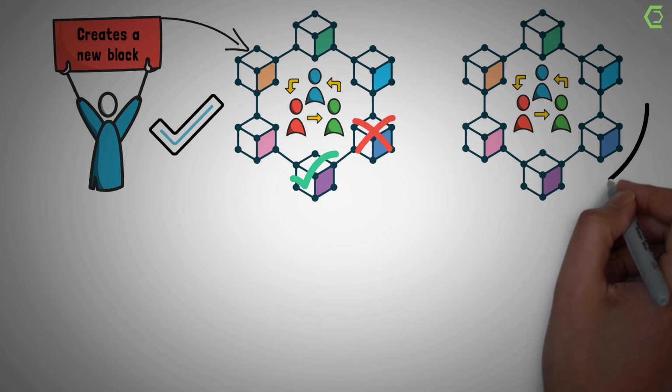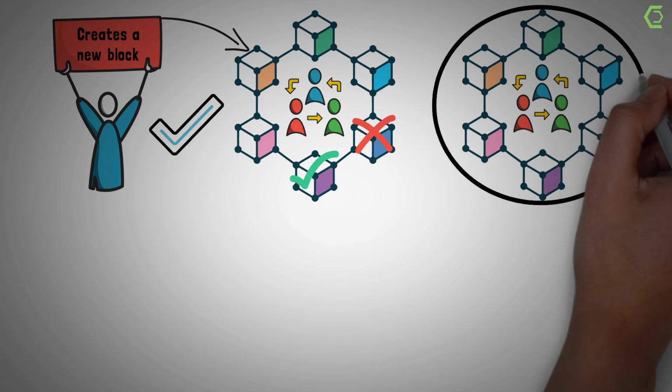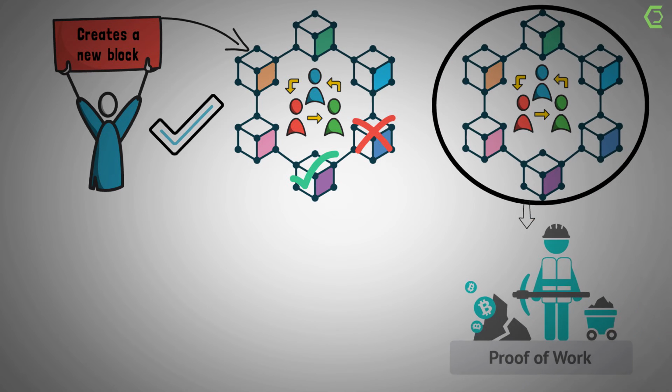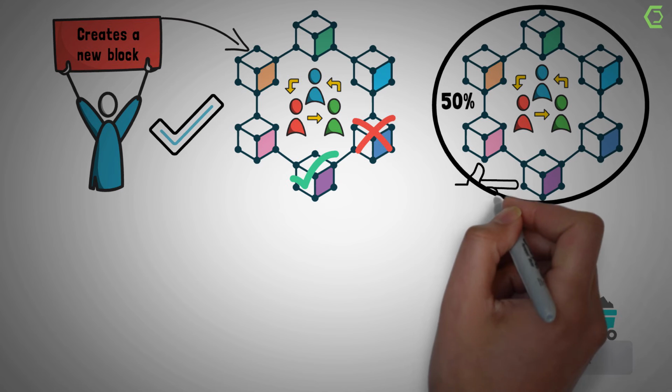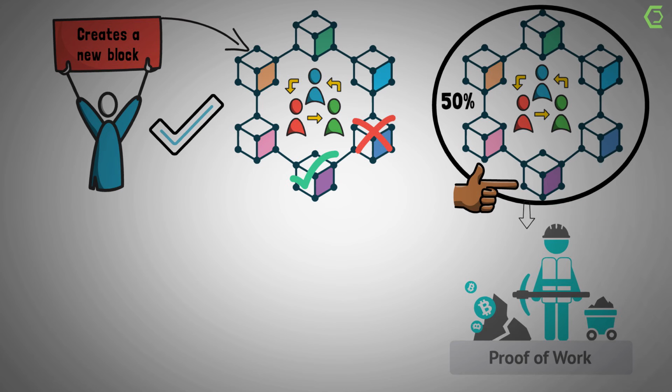So to successfully tamper with a blockchain, you'll need to tamper with all blocks on the chain, redo the proof of work for each block, and take control of more than 50% of the peer-to-peer network. Only then will your tampered block become accepted by everyone else. This is almost impossible to do.